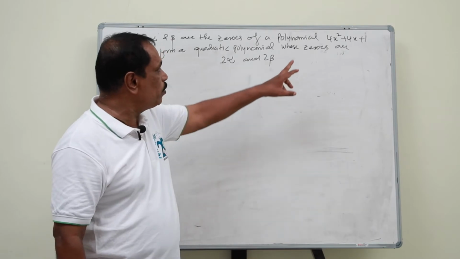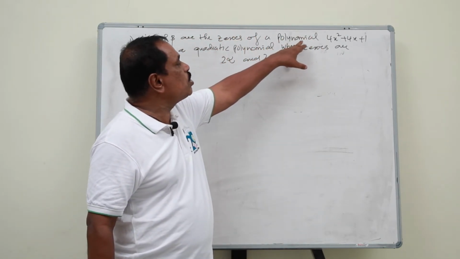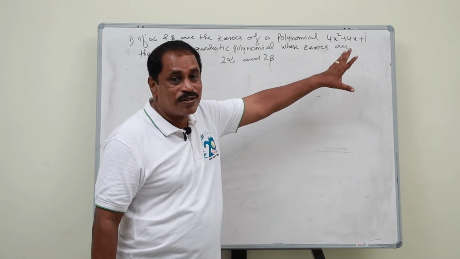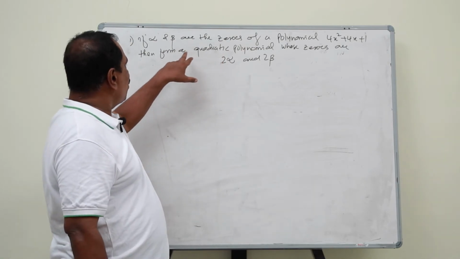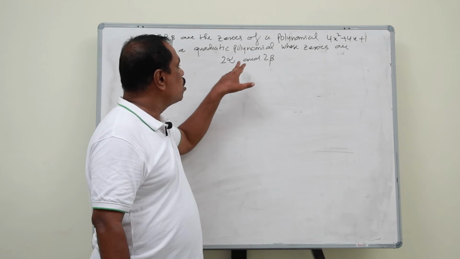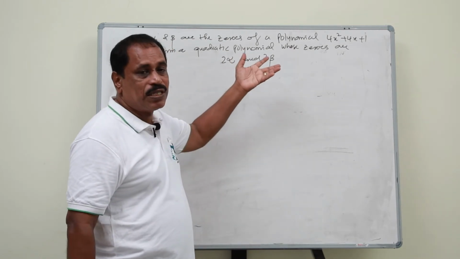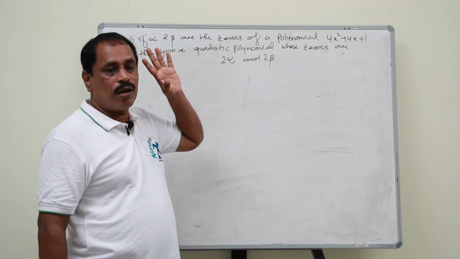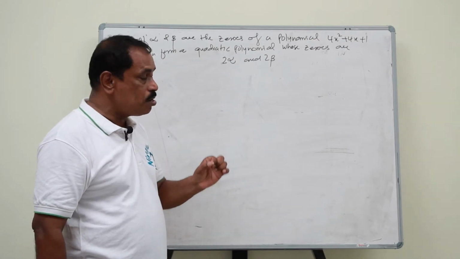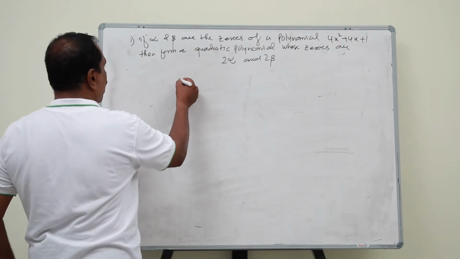For example, if alpha and beta are the zeros of the polynomial 4x squared plus 4x plus 1, a simple one, then form another quadratic polynomial whose zeros are 2 alpha and 2 beta. And sometimes alpha plus beta and alpha minus beta will come. Different types will come. So how can we do this question? Very simple. Understand.